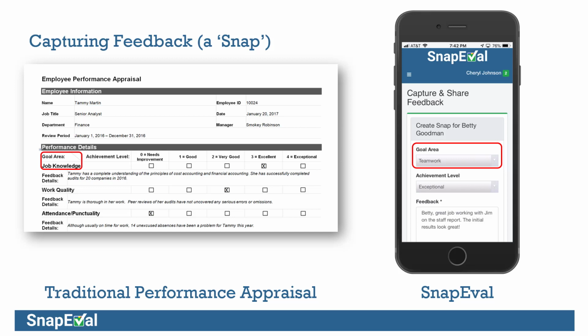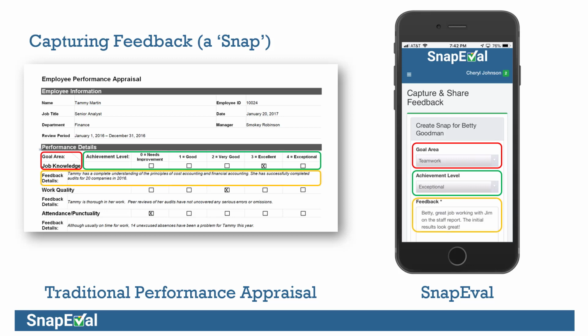And for each goal area, you generally find that there's some level of achievement that's required and some feedback details as you fill out a traditional performance appraisal. So in our example here, we're giving an excellent in the area of job knowledge to Tammy Martin, and the feedback details provide the justification for the achievement level that we're providing. And this is a summary of something that's gone on for some period of time, maybe for the past year, as far as Tammy's performance is concerned. And as you fill out this performance appraisal, you'd go through each one of the goal areas sequentially and fill out details for all those different goal areas.